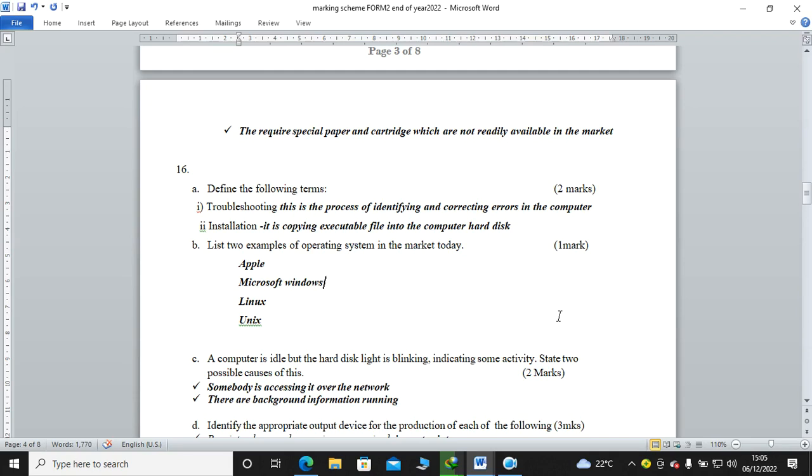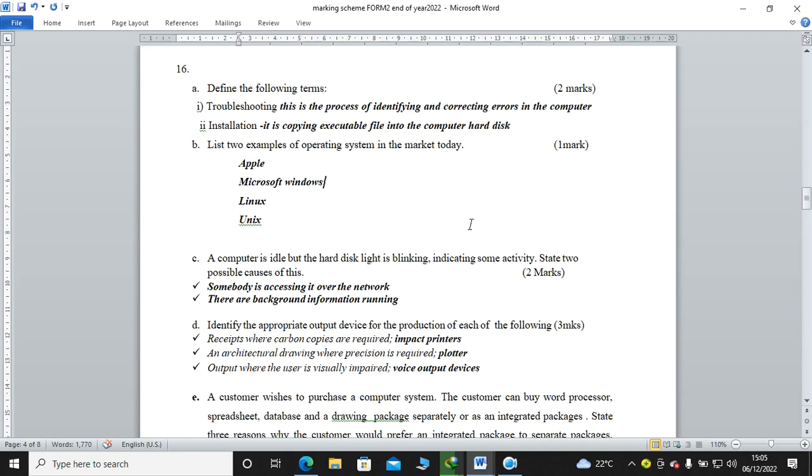Then we have the next question. A computer is idle, but the hard disk light is blinking, indicating some activities. State 2 possible causes of this. So somebody is accessing it over the network. Probably it acts as the server. So we can agree that probably somebody is using it in the network.